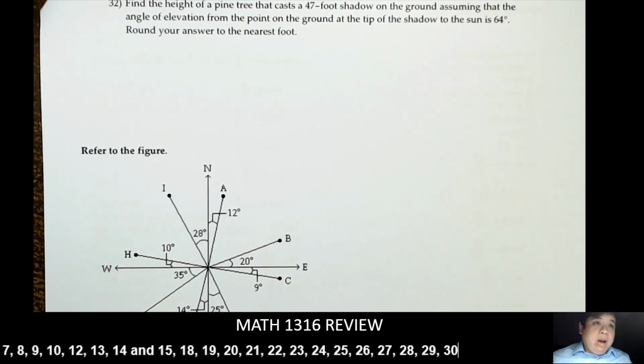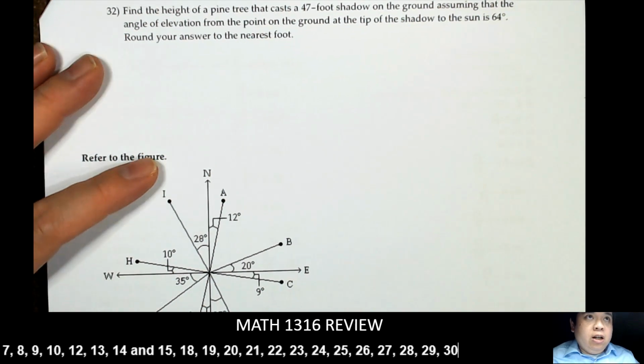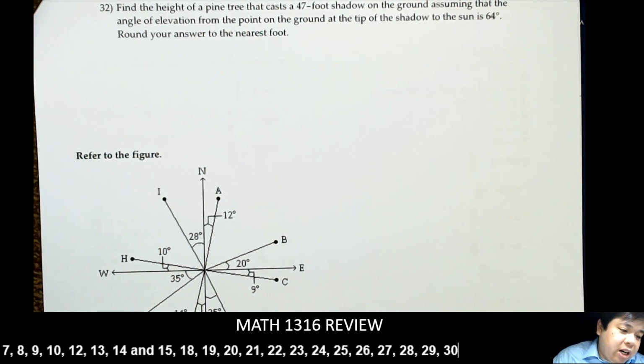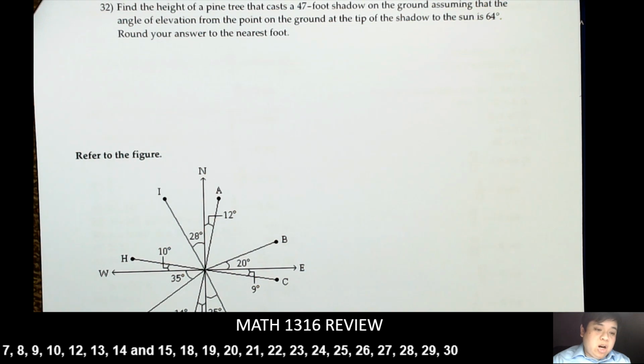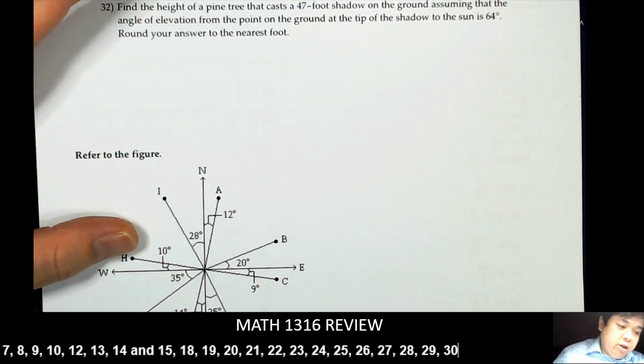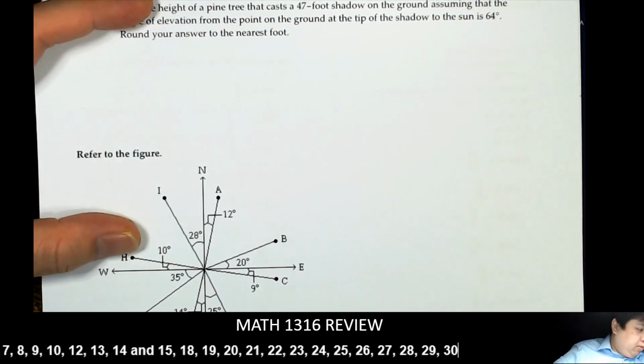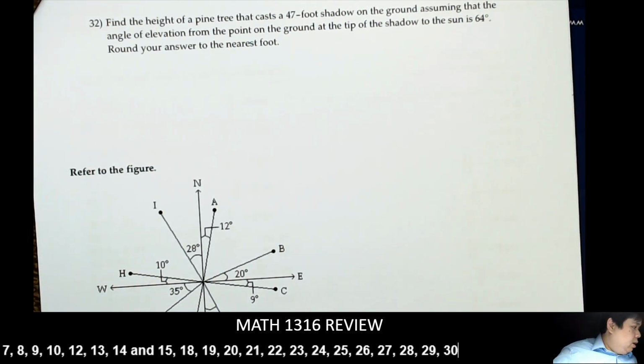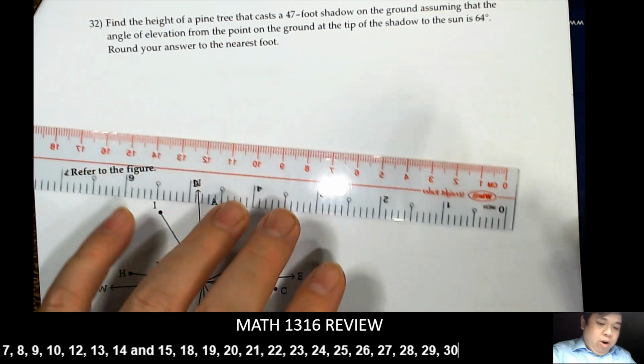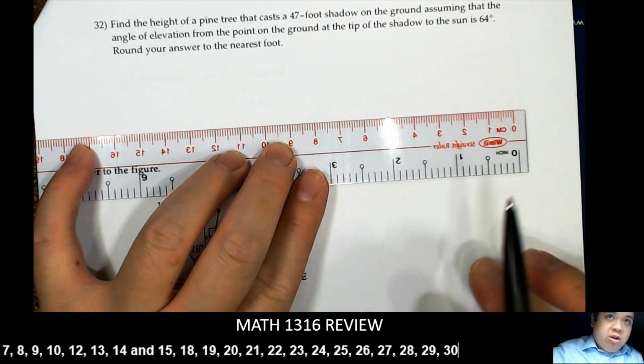Nice. Now we have a little application here. Find the height of the pine tree that casts a 47-foot shadow on the ground. Assume the angle of elevation from the point on the ground at the tip of the shadow to the sun is 64 degrees. So let's see. We assume the ground is flat, perfectly horizontal.